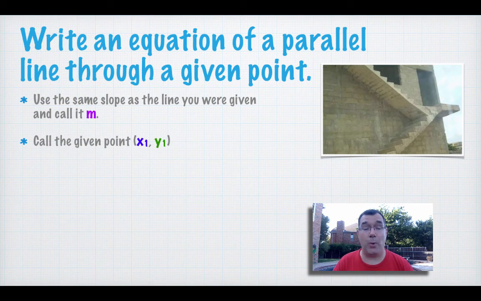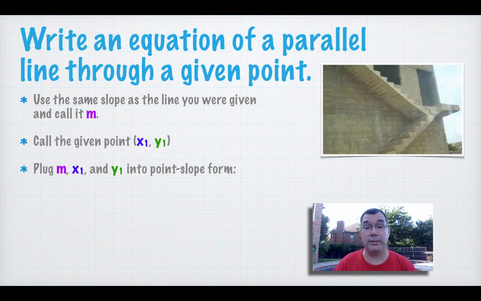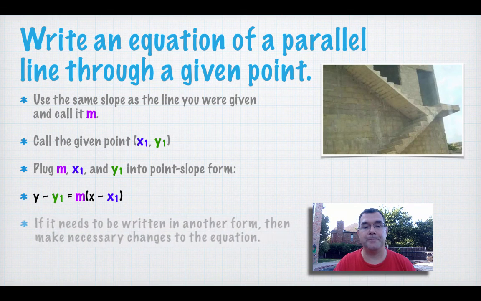Since I was given a point, I'm going to call that point x1 and y1, and I can plug those three things into point slope form because those are the three things that point slope form requires. There is point slope form, and the numbers y1, m, and x1 will be replaced with those numbers that I found in the earlier steps.